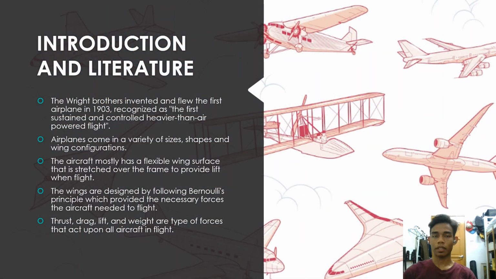So, introduction and literature. The Wright brothers invented and flew the first airplane in 1903, recognized as the first sustained and controlled heavier-than-air powered flight. Airplanes come in a variety of sizes, shapes, and wing configurations. The aircraft mostly have a flexible wing surface to provide lift in flight. The wings are designed by following Bernoulli's principle, which provides the necessary forces the aircraft needs to fly. Thrust, drag, lift, and weight are the forces that act upon all aircraft in flight.